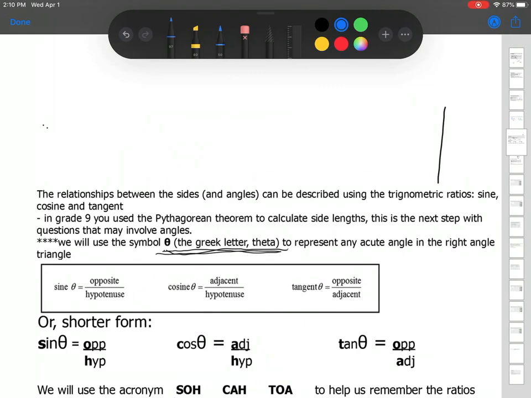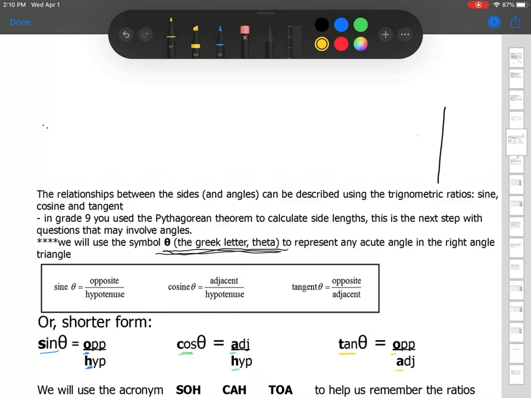So we usually use short forms, to be honest. So usually instead of writing sine, we write sin, and then we write op and hyp. And then cosine, we write cos and adjacent and hyp. And then tangent, we write tan and op and adjacent.